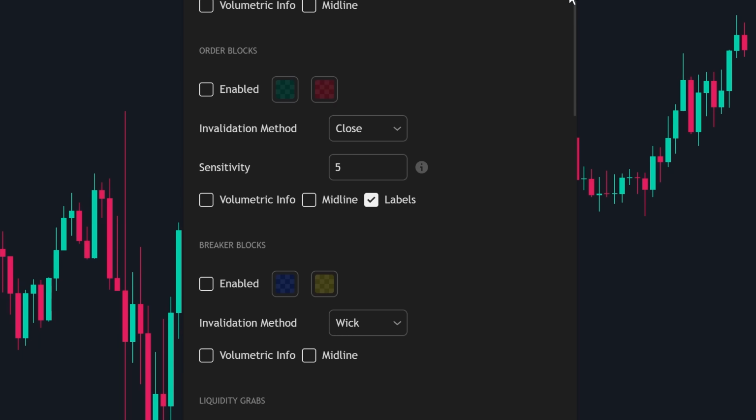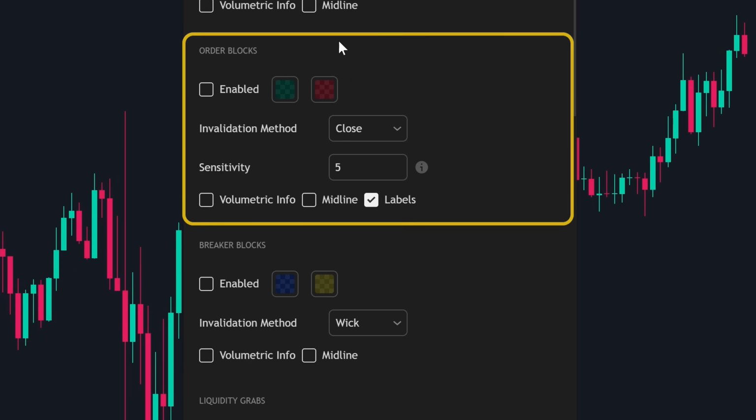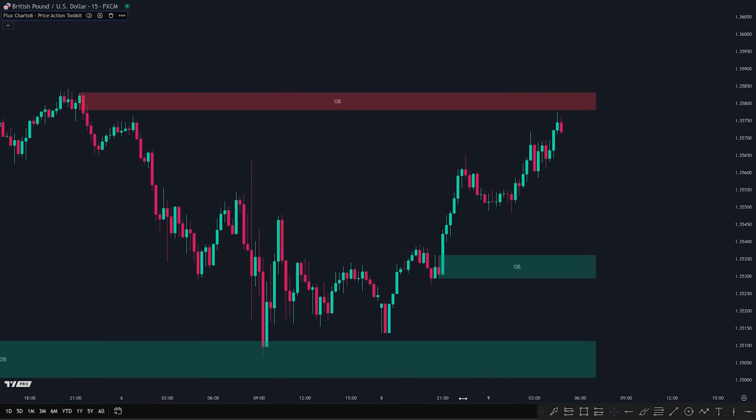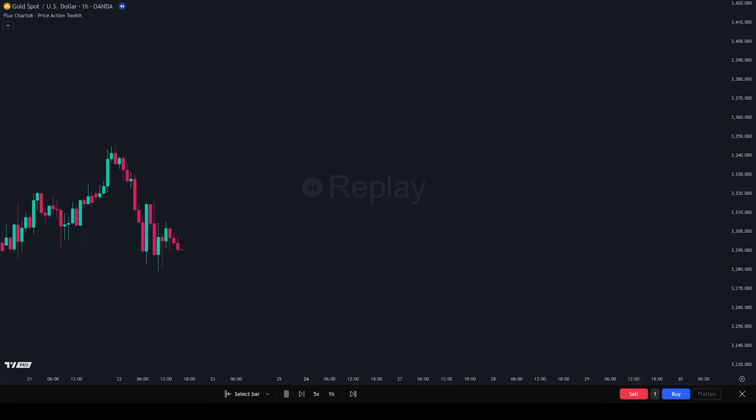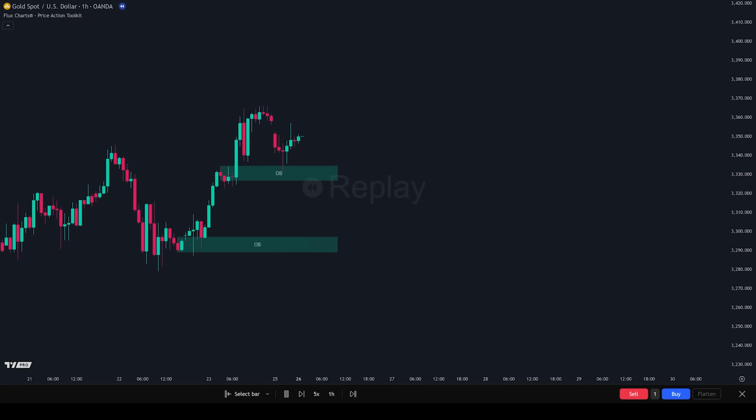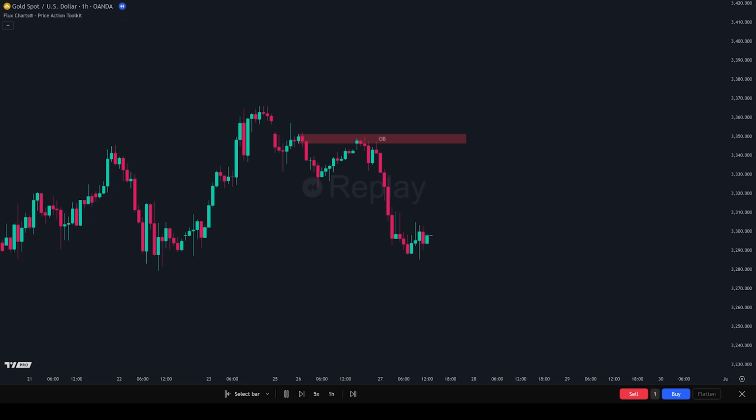Next up, we have the order blocks. Let's check the box and see how they are applied to the chart. Now, we can see multiple order blocks displayed. From observation, it appears the indicator marks the last bearish candlestick before a bullish impulsive move as an order block, and similarly, the last bullish candlestick before a bearish impulsive move. However, with this definition, many potential order blocks are filtered out and not marked on the chart.